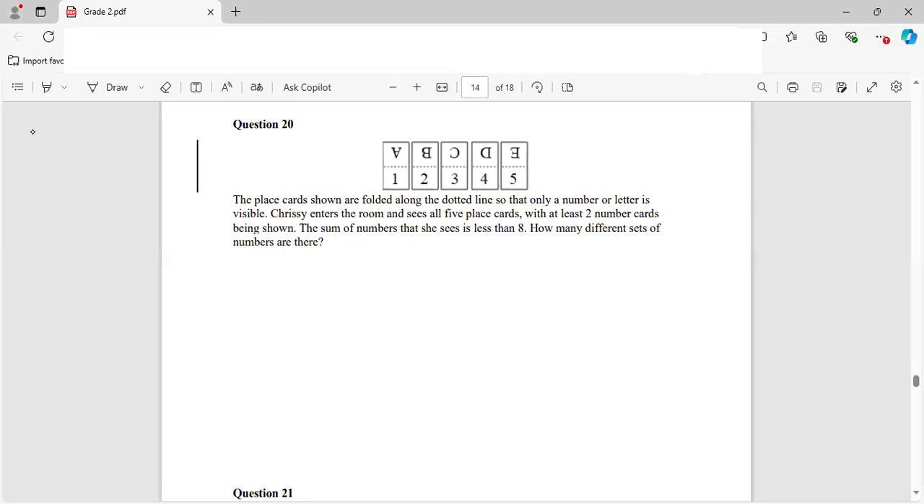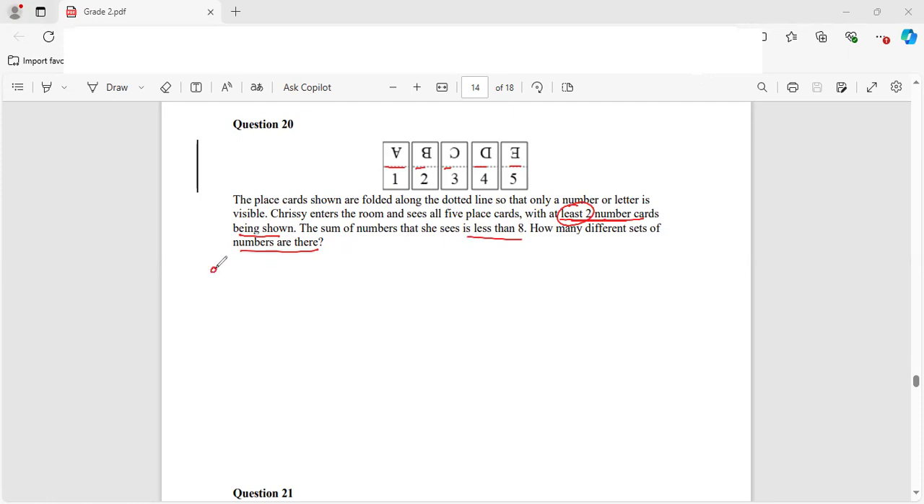Question number 20. The place cards shown are folded along the dotted line so that only a number or a letter is visible. So it is folded here. Chrissy enters the room and sees all the 5 place cards with at least 2 number cards being shown. So 2 number cards are being shown. The sum of the numbers that she sees is less than 8. How many different sets of numbers are there? So which 2 cards, when we add, at least 2 number cards? It is not saying that only 2, it is 2 or more being shown, wherein the sum of the numbers is less than 8.